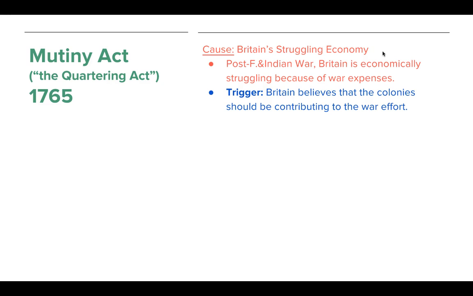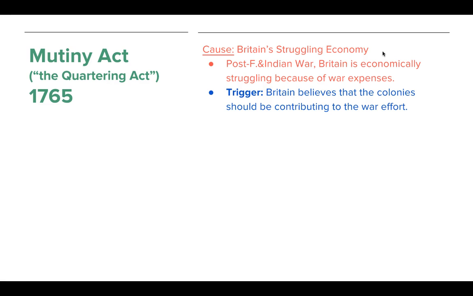Then we've got the Mutiny Act, or what the Americans called the Quartering Act, in 1765. Again, the main cause of this was Britain's struggling economy. So when the French and Indian War concluded, it was up to Britain to take its troops back into the empire, or back to Britain, and help them with their living expenses, so housing, food, accommodation, etc.